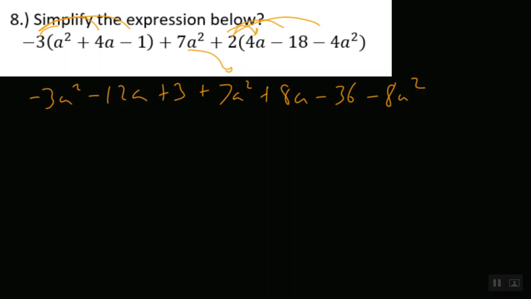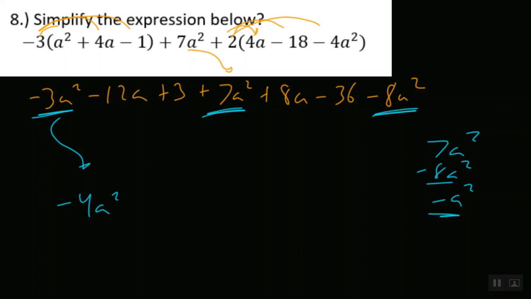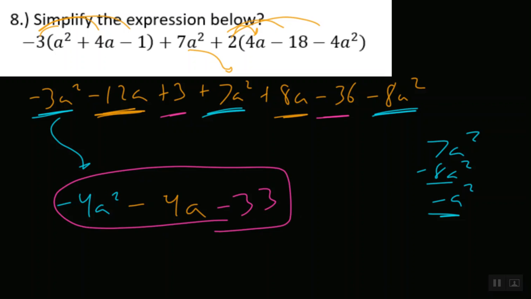Now at this point, guys, we can go ahead and combine all of our like terms. I see a negative 3a squared, and a 7a squared, and a negative 8a squared. And guys, just real quick, I know that 7a squared minus 8a squared is equal to negative a squared. So this right here plus that will become negative 4a squared. Okay, in orange, I see my negative 12a and my 8a, and so that's going to be negative 4a. And lastly, guys, let's use nice purple. We know 3 minus 36 is negative 33. All right, guys, there's the answer to number 8. Let's go ahead and move on to number 9.